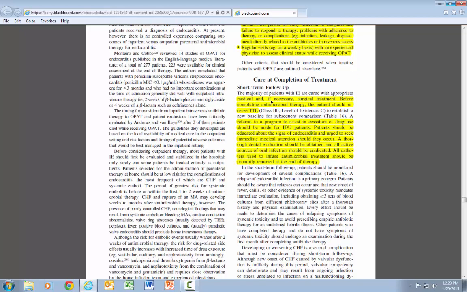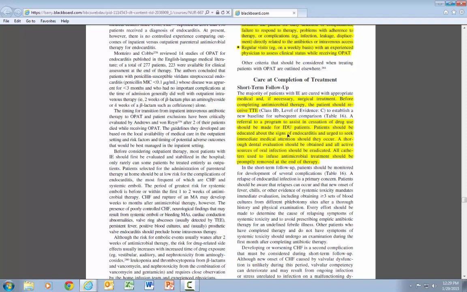Now, follow up as part of outpatient therapy is necessary for surgical treatment. So every time a patient has a surgical treatment or medical treatment before completing antimicrobial therapy, this patient should be followed. And in addition to that, remember, after 2 weeks of therapy and after completion of therapy, the patient should have at minimum a transthoracic echocardiogram.